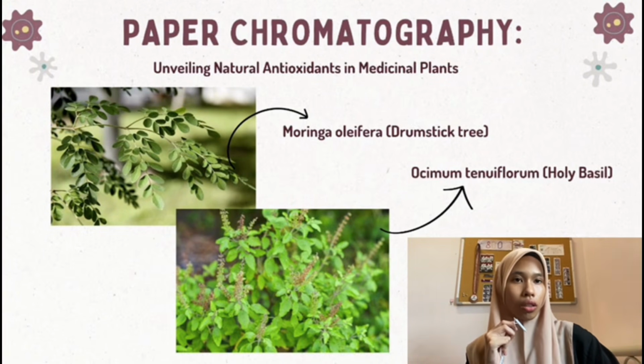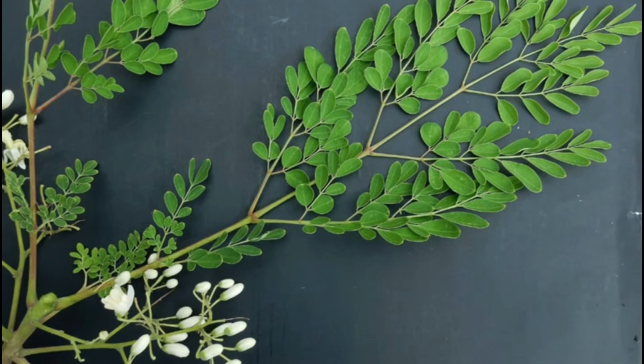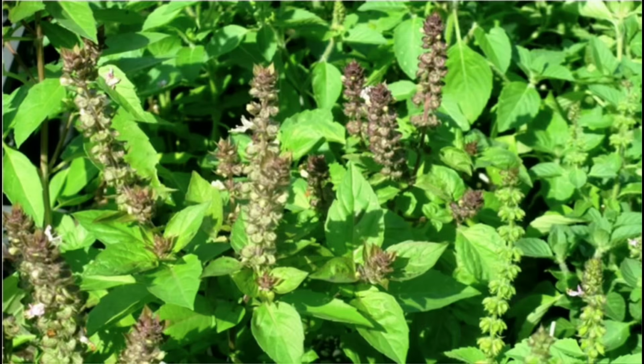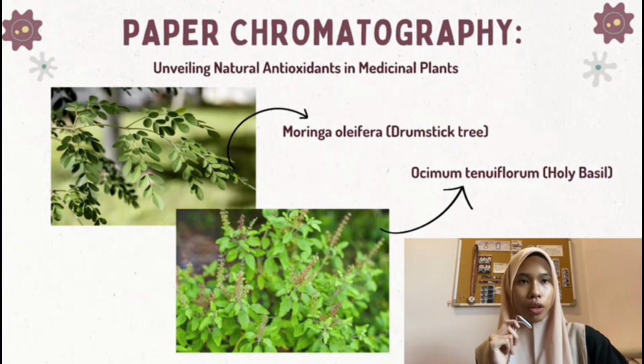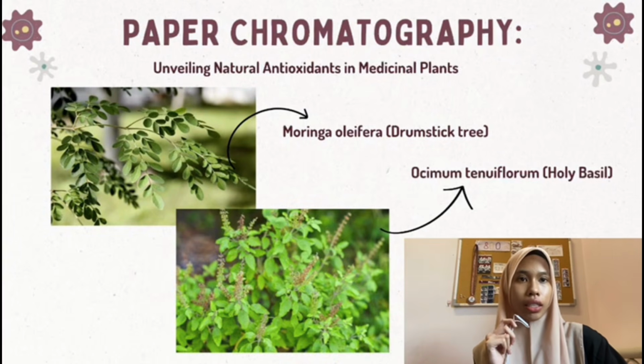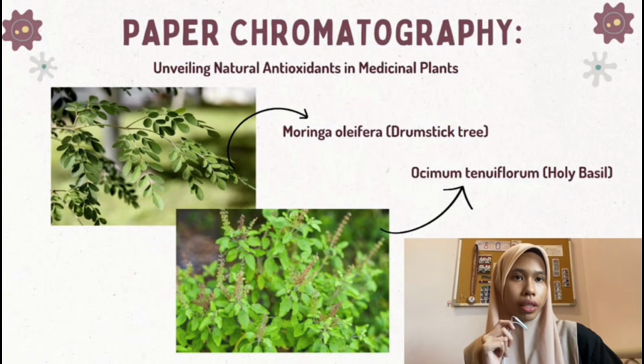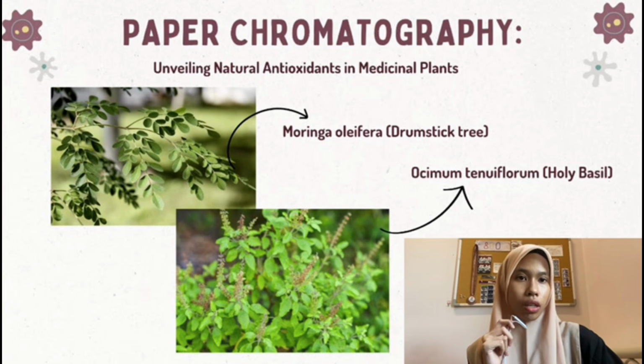Our focus today is on two very important medicinal plants, widely used in traditional medicine, especially in India. The first one is Moringa oleifera, commonly known as the drumstick tree, and Ocimum tenuiflorum or holy basil. The study we are discussing aims to compare the phenolic and flavonoid content in these two plants through both quantitative and qualitative analysis. And a key method used for the qualitative aspect, which is what we will dive into, is paper chromatography. This powerful yet simple technique allows us to separate and identify different compounds present in complex plant extracts.